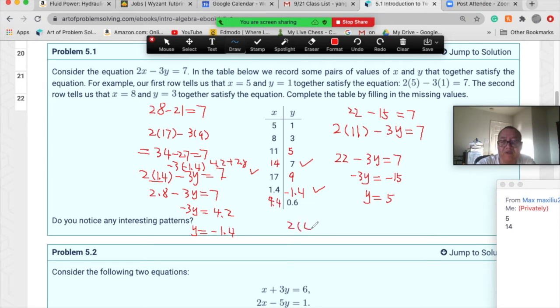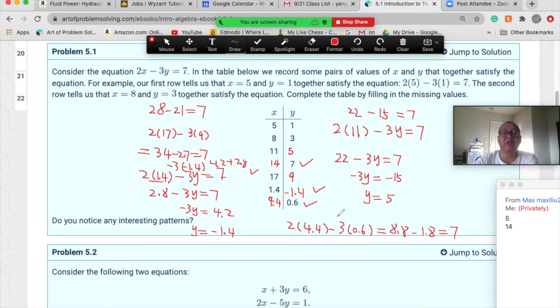2 times 4.4, then minus 3 times 0.6. Then let's check. 2 times 4.4, that's 8.8. Then minus 3 times 0.6, so 1.8. So this one equals 7, right? So that means this one's also correct.